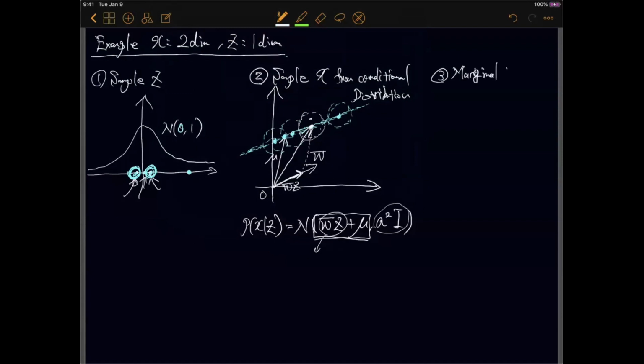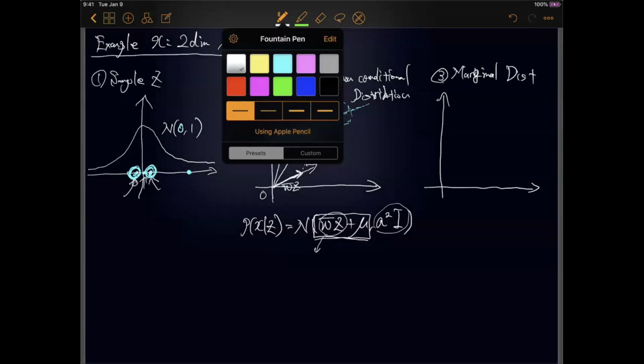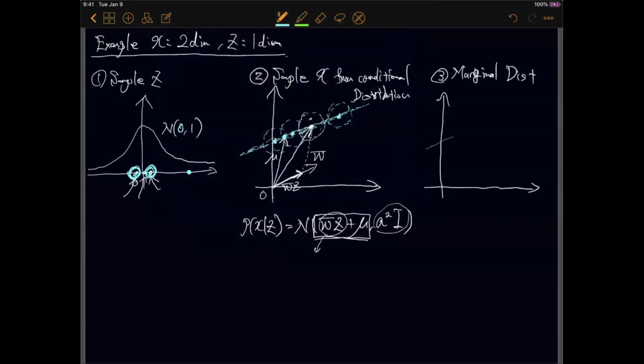As for the marginal distribution, the sampling is performed along this line. Therefore the marginal distribution is a normal distribution. It's better to write it here. Marginal likelihood: mu, WW transpose plus sigma squared. Then the marginal distribution will be like that.